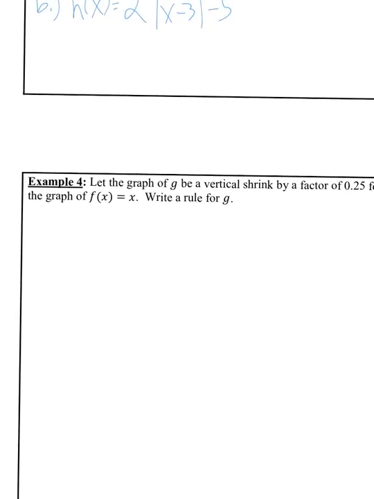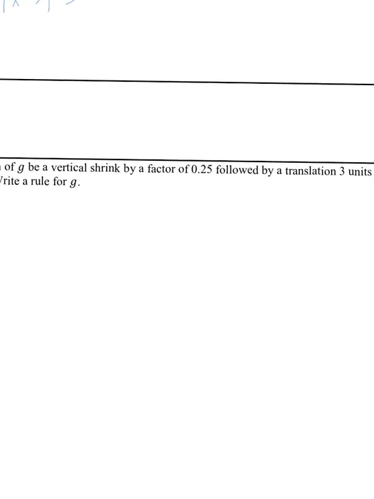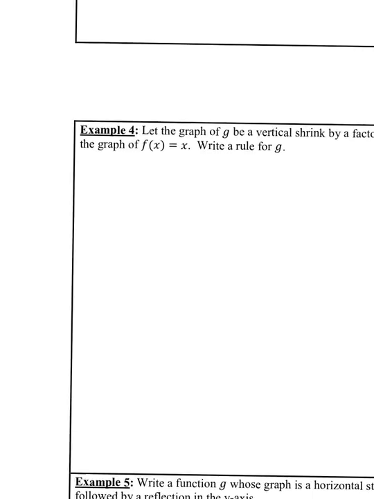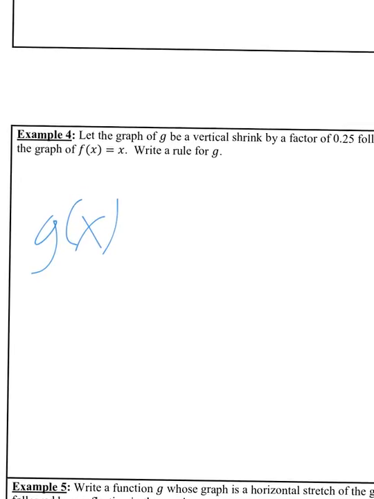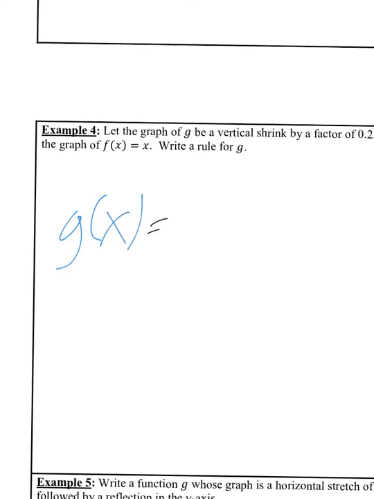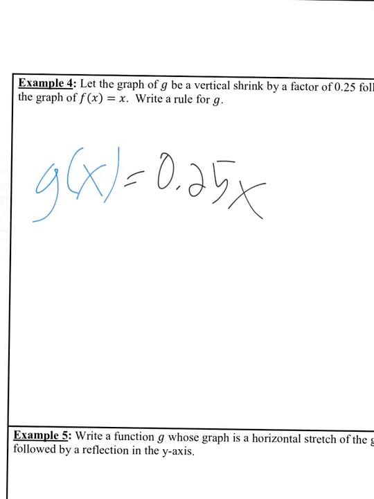Let the graph G be a vertical shrink by a factor of 0.25 followed by a translation of 3 units up of the graph f of x equals x. Write a rule for G. Cool, so we have a combination. So I'll write G of x. So let's see here. Vertical shrink means it's going to get wider, right? So vertical shrink, if it ever says vertical, like I was saying before, just put the number, so 0.25, and then put it on the outside, x, all right? And then if you want it to go 3 units up, you just need to say plus 3. And really, that's all there is for example 4, okay?